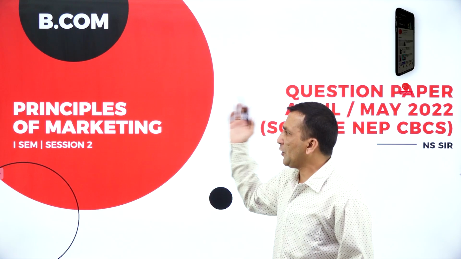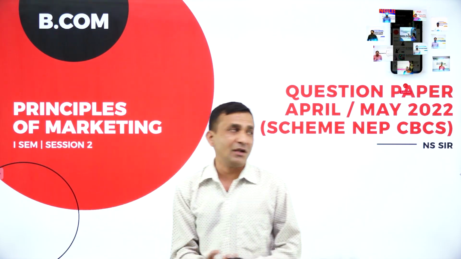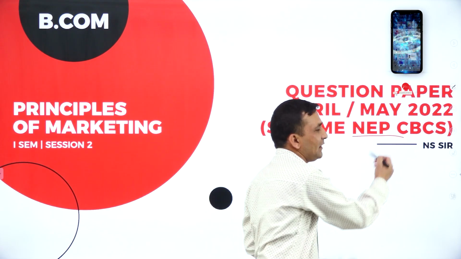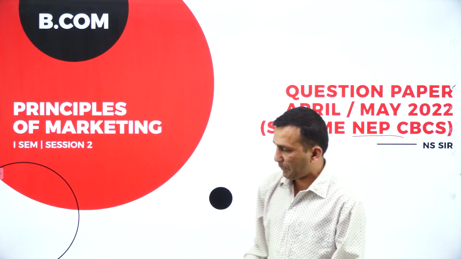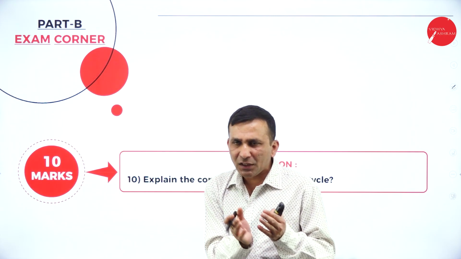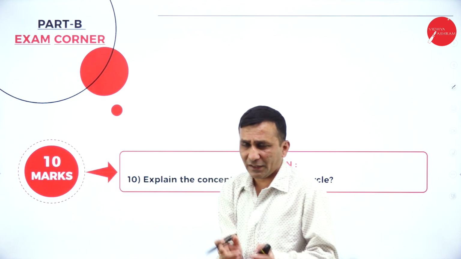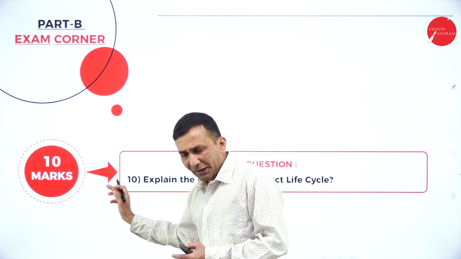We are in the BCom Principles of Marketing previous question paper section 2, first semester BCom. So as per the NEP syllabus, in the last year question paper. So here is the continuation part, in the last session I covered part B. There are 2 questions I have explained. So now which is a continuation here.